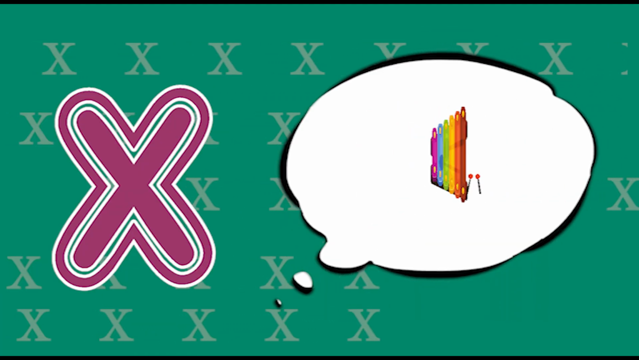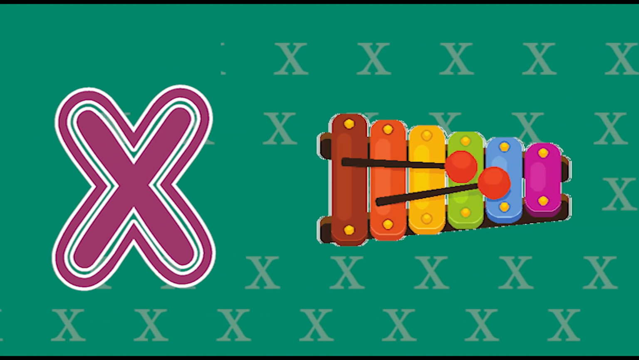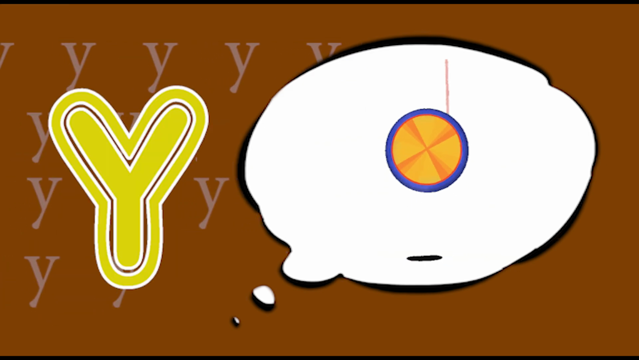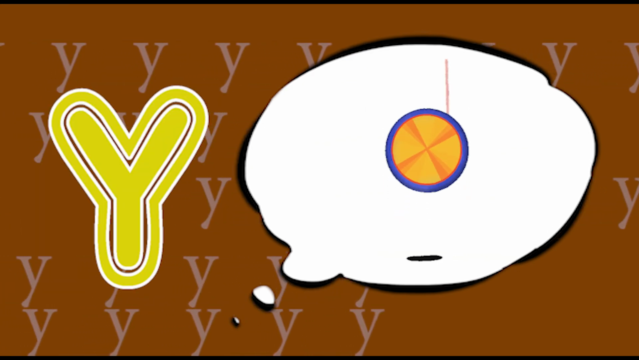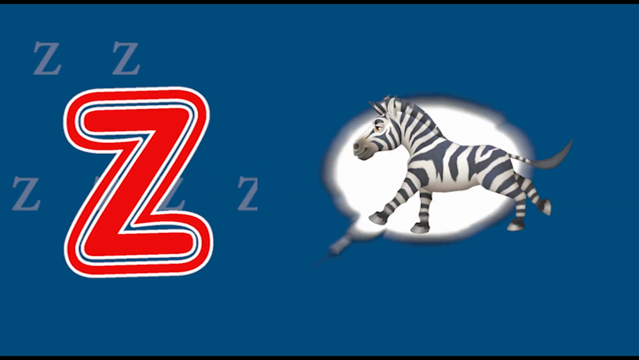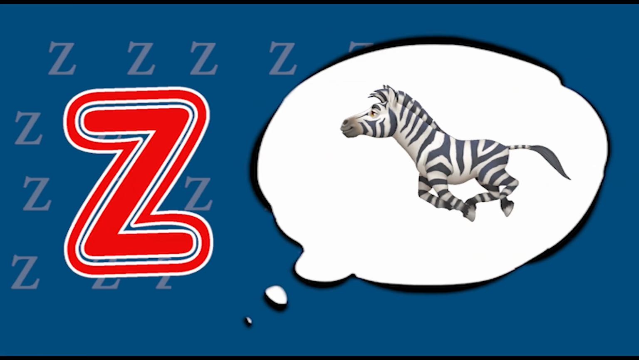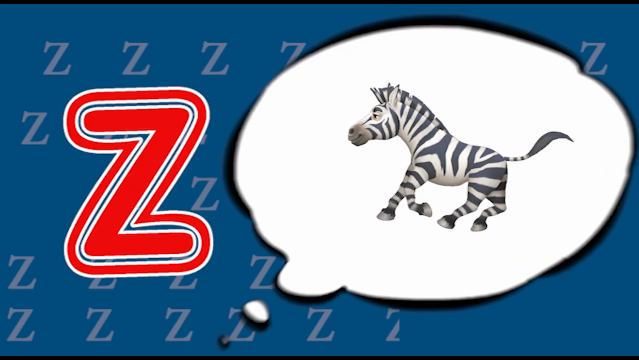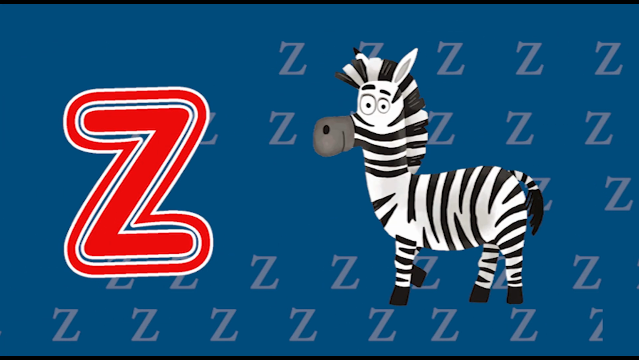Xylophone. X xylophone. Y is for yo-yo. Yo-yo. Y yo-yo. Z is for zebra. Zebra. Z zebra.